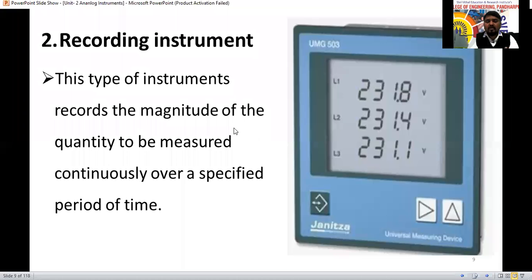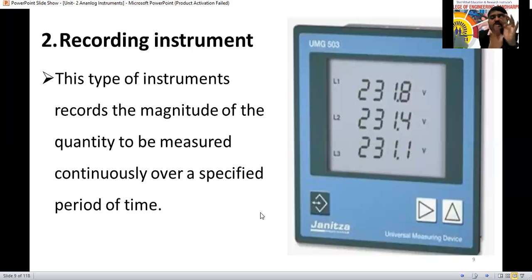Record the magnitude of the quantity to be measured. How much value was there? It is going to measure continuously over a specified period of time. Hourly calculation करें तो ये first hour कितना था, ये second hour कितना था, third hour how much was there, that is going to record. It is just going to record for a particular period of time. That is called recording instruments.